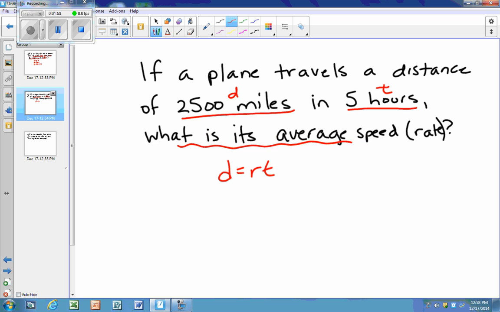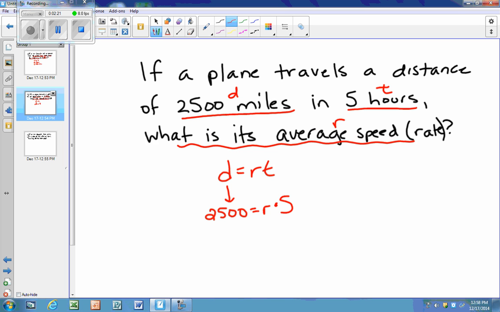What is its average speed or rate? So this is what I'm looking for. I'm looking for the R. So I'm going to replace the variables that are given to me. The D is 2,500. The rate I do not know, but the time is 5. Again, we need to put that multiplication symbol in there because remember, it's only when the coefficient comes before the variable that we don't need a symbol. We don't need that multiplication sign.